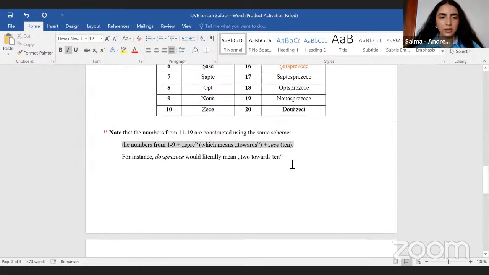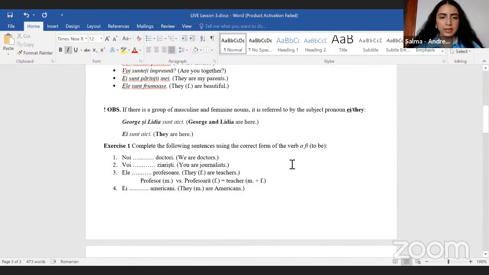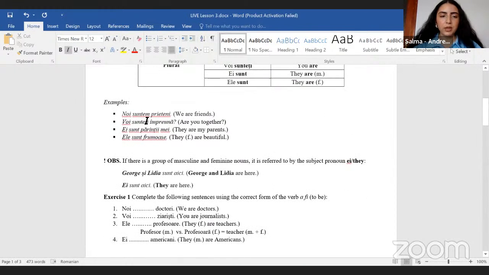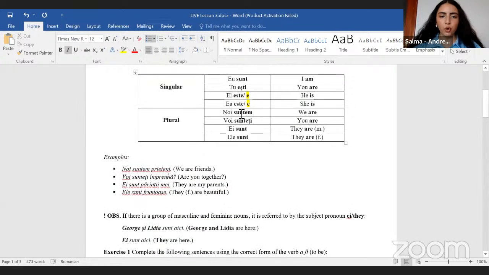suntem, let's go back to the examples a little bit. Here, suntem prieteni. We can just leave noi out. We don't have to mention it. Why? Because suntem is the conjugation for noi. Only noi has it. For the other personal pronouns, the verb is different. So it's understandable from the verb that we are talking about we, suntem. Suntem on its own means we are.